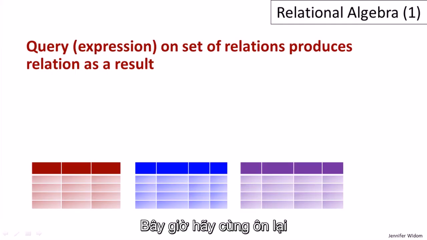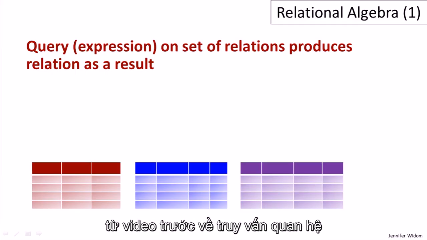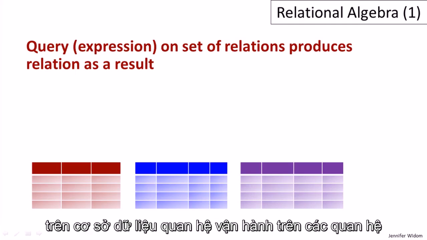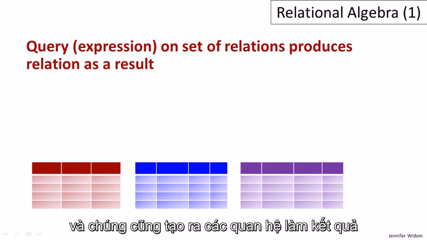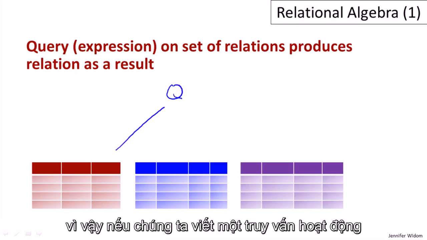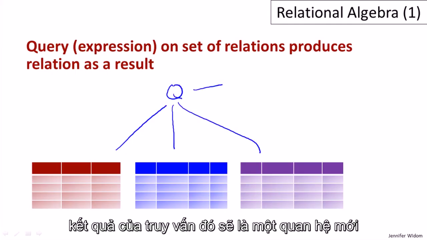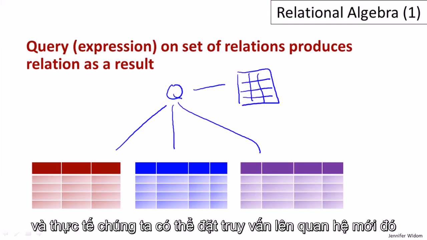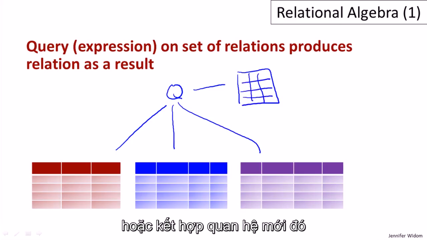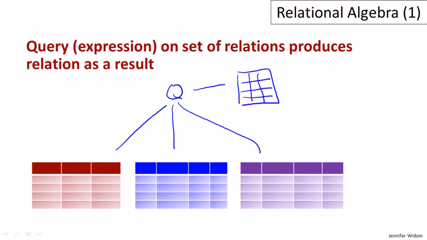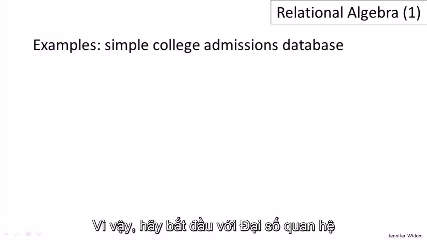Now let's just review first from our previous video on relational querying that queries over relational databases operate on relations and they also produce relations as a result. So if we write a query that operates, say, on the three relations depicted here, the result of that query is going to be a new relation. And in fact, we can pose queries on that new relation or combine that new relation with our previous relations. So let's start out with relational algebra.